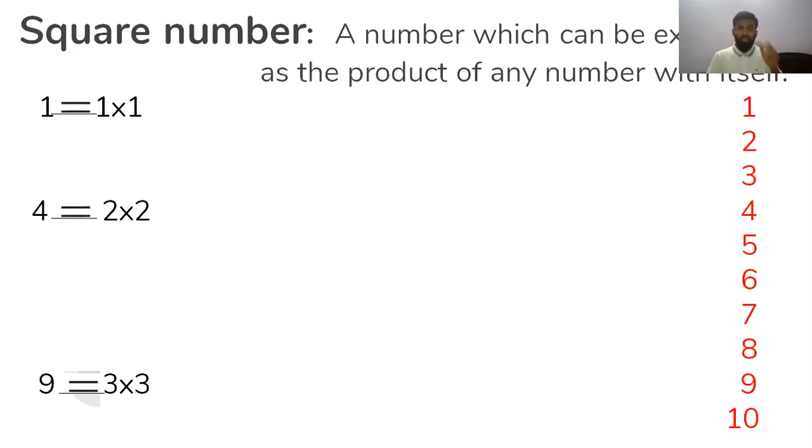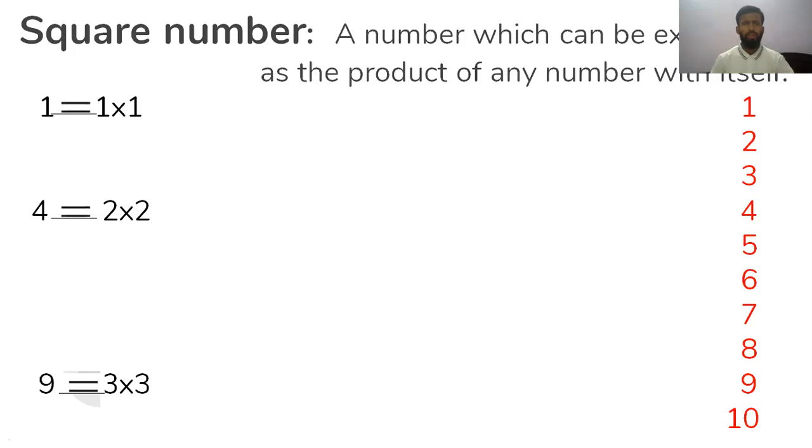So we will understand this square or square number with an example. On the RHS, I have some natural numbers. I have the first 10 natural numbers: 1, 2, 3, 4, 5, 6, 7, 8, 9, 10. Now, if you look closely at these numbers, I have taken out 1, 4, and 9.